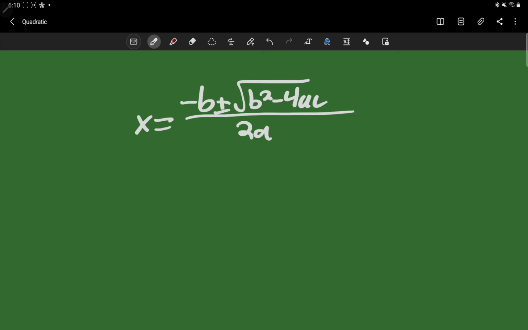Now you may have seen this before, you might not have. It depends. You should be introduced to it in Algebra 1. If you've taken Algebra 1 before, you've clearly seen this before. If not, you will see it. And it's very important. But what does this really mean?